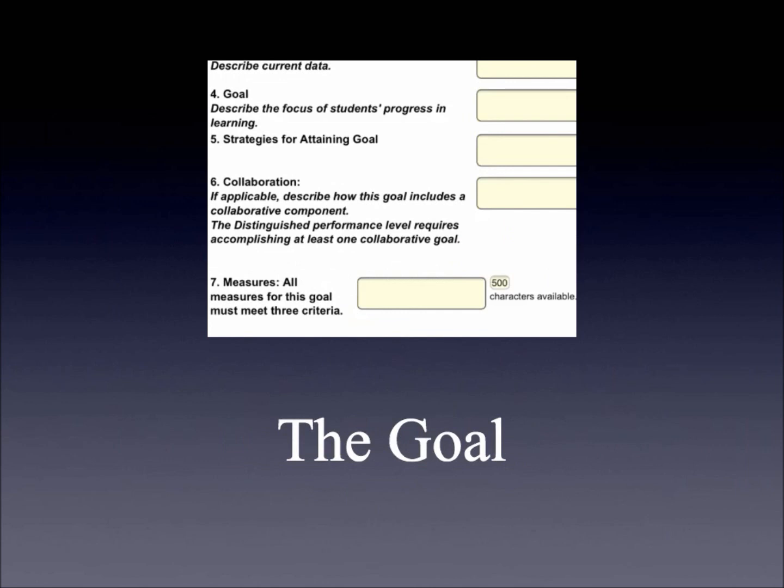Number 4 is the goal itself, and this is limited to 500 characters. I've seen goals written out that took many more characters, and the only problem with that is they won't actually fit on the online form that the West Virginia Department of Ed has for you. So you need to limit all of these to 500 characters. The goal itself is something that we'll talk about in more detail, but this is where you enter your goal.